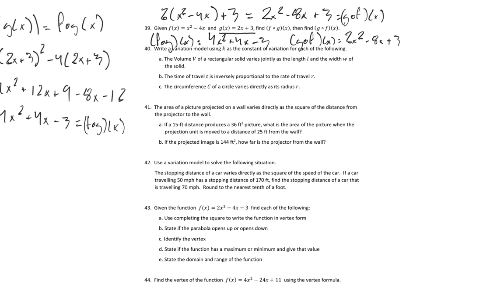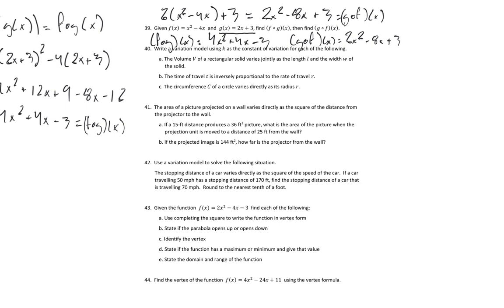Okay, excellent. So number 40 says, write a variation model using k as the constant of variation for each of the following. A is the volume of a rectangular solid varies jointly as the length L and the width W of the solid. Next is the time of travel T is inversely proportional to the rate of travel R, and the circumference C of a circle varies directly as its radius R.